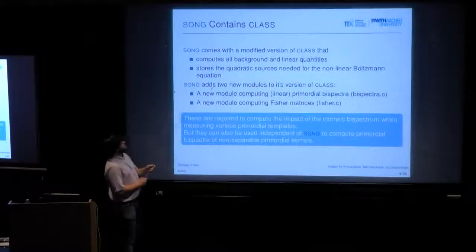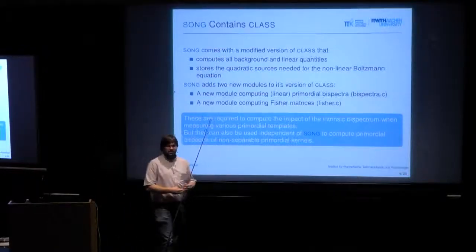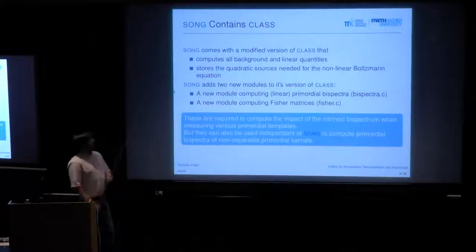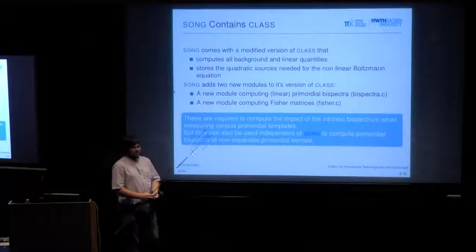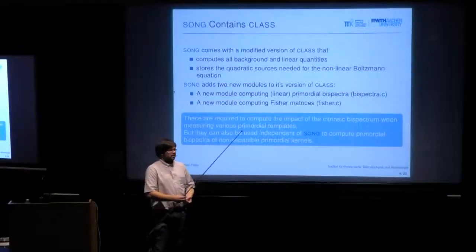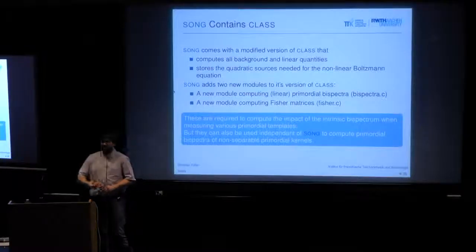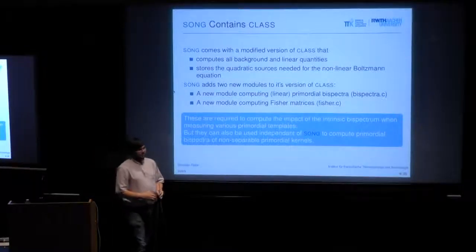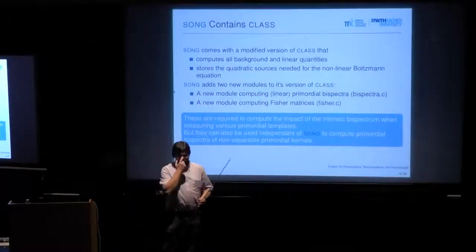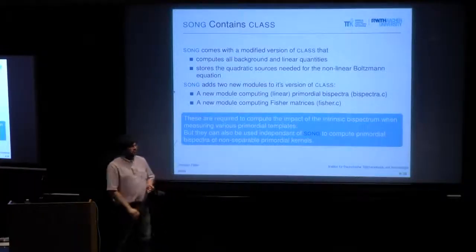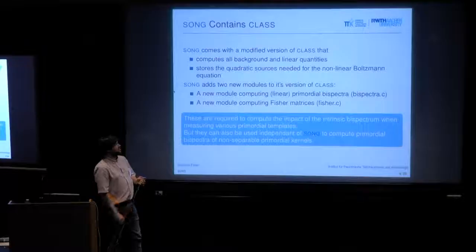The version of CLASS that is within the SONG code is not the standard version of CLASS, but a modified version of CLASS. And it has to be modified because we need some additional outputs. Usually when CLASS runs the code, it will store the line-of-sight sources. But for a second-order code, we don't just need the line-of-sight sources. We, in fact, need to store all of the first-order transfer functions and build quadratic sources from them.